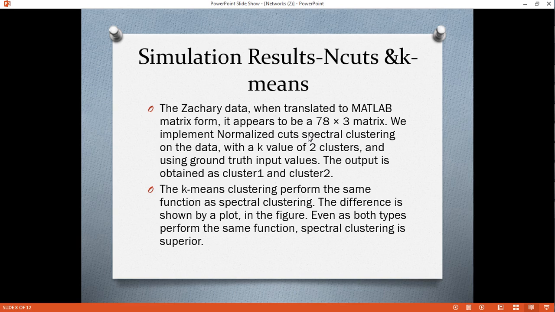The k-means clustering and the spectral clustering, as we will see, both perform the same task, the same function, and we obtain the output in the plot. But even though they perform the same task, spectral clustering is said to be superior.